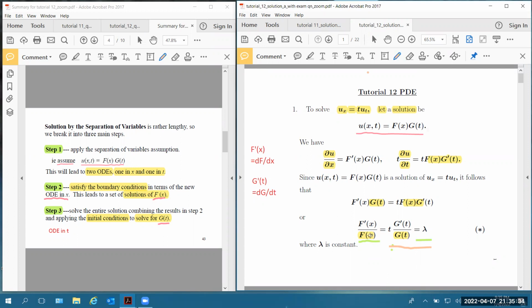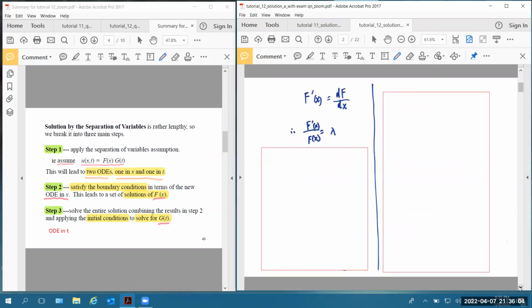Can you see? All right, so the green one will give you an ODE in x, and then this beige color one will give you an ODE in t. So that is the meaning. That is how we can get two ODEs, one in x and one in t. Can you all see? All right, so this is actually the first step. I actually go and get the ODE. Okay, so I'm getting the ODE here.